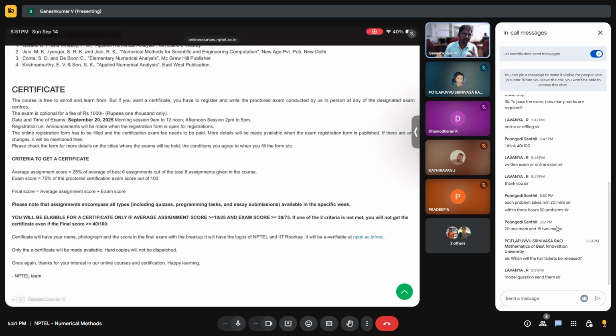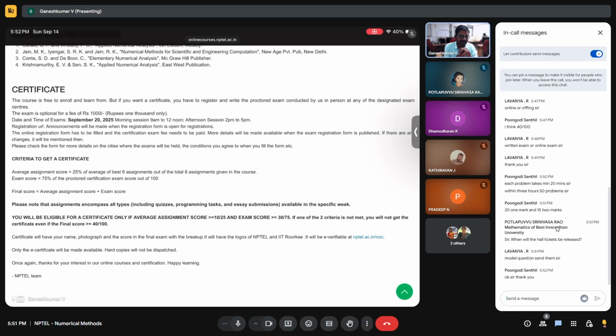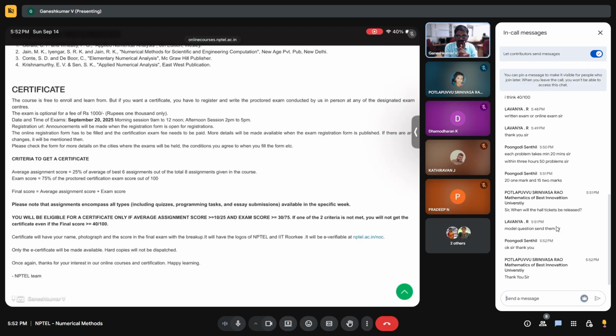Even if it is 50 problems, it will be simple problems. Some of the problems will be simple, and it will not take like 20 minutes. One or two problems might take like 20 minutes, but yeah. So hall tickets, I'm not really sure. If you have registered, you should be receiving them. Okay, so before you receive the hall tickets.